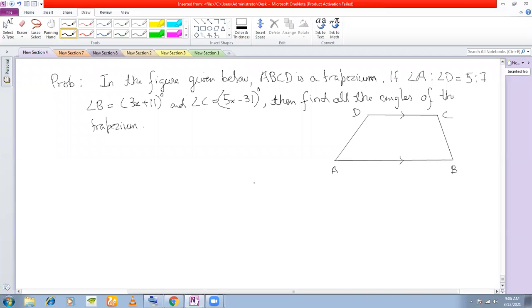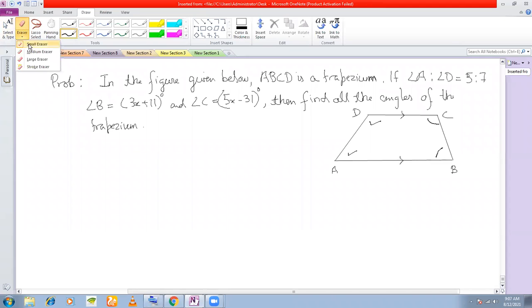Now see, this is the problem that is based on trapezium. It is given to you that ABCD is a trapezium, which you can see in the figure. Angle A is to angle D is equal to 5:7. Angle A is to angle D means this angle is to this angle. The ratio of these two angles is given. Also, what is given to you is this angle, angle B, and this angle.